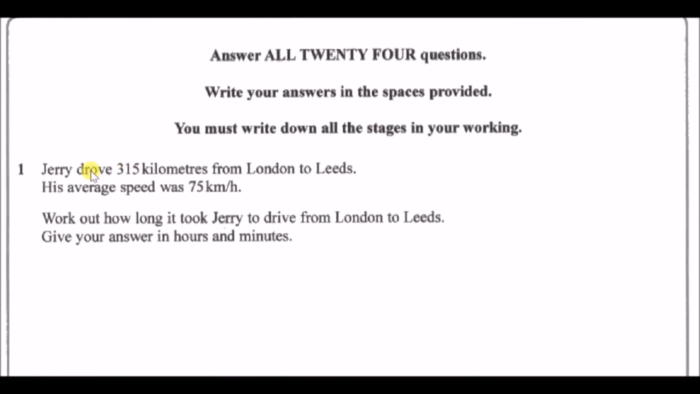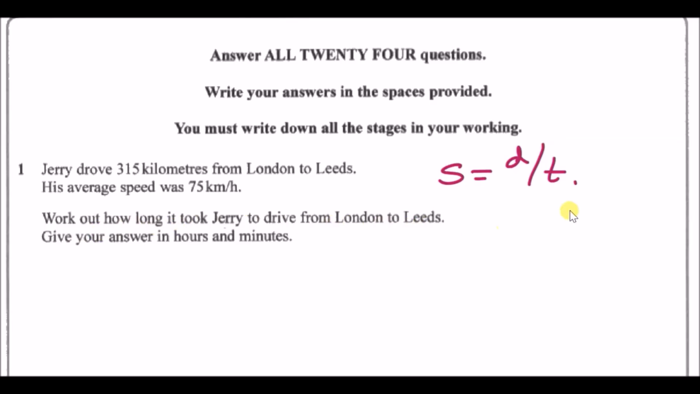So number one, Jerry drove 315 kilometers from London to Leeds. Okay, so that's the distance. His average speed was 75 kilometers per hour. So we're working in kilometers and the time unit is hour. Before we carry on, always write the formula. The formula for speed, distance, time is speed equals distance by time. Okay. Now work out how long it took Jerry to drive from London to Leeds.